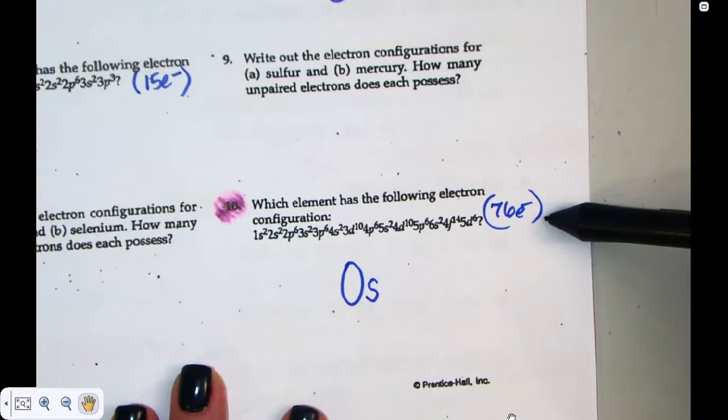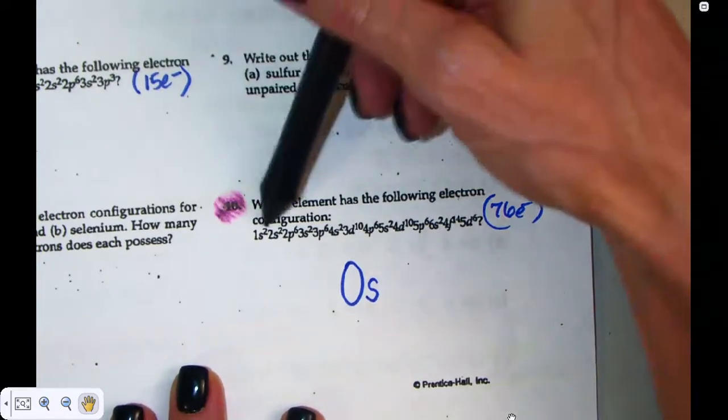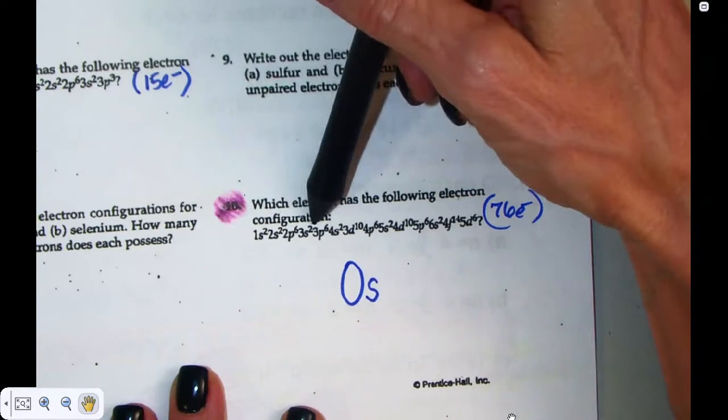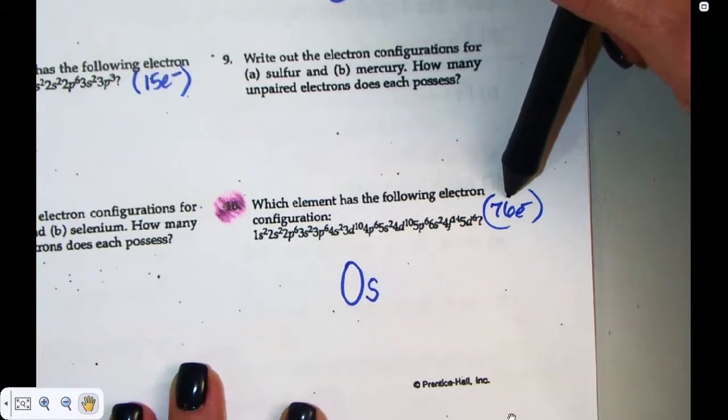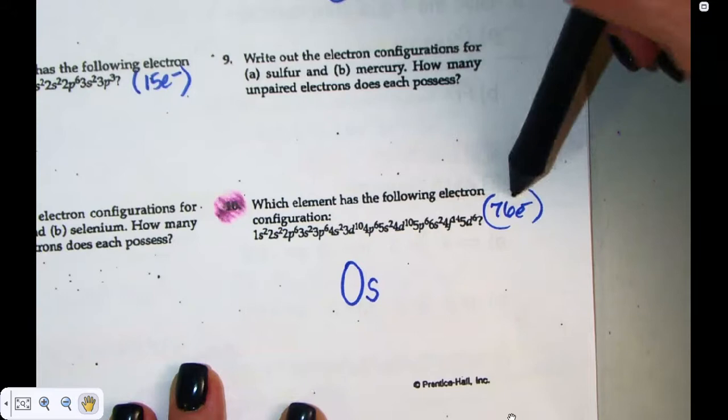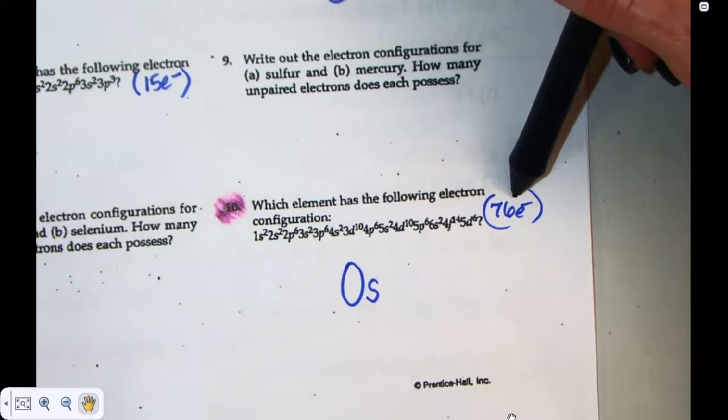Remember, when you're trying to identify your element from the electron configuration, you add up the superscripts. Whatever they add up to, those are the total electrons in the atom. Since the protons equal electrons in an atom, that is also equal to the atomic number. So you find the atomic number that matches that number of electrons on the periodic table.